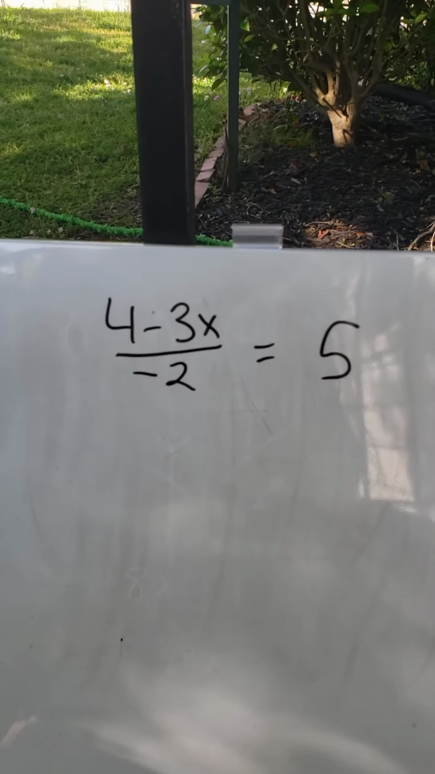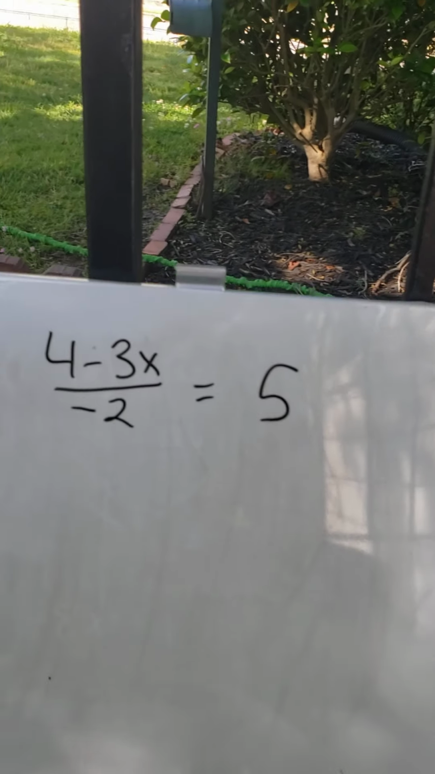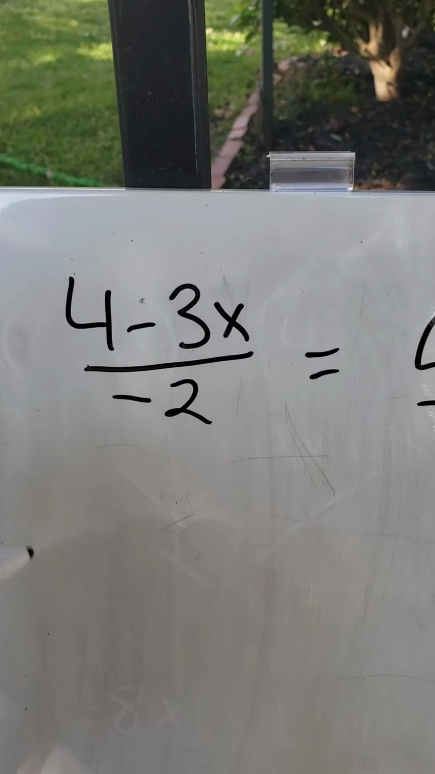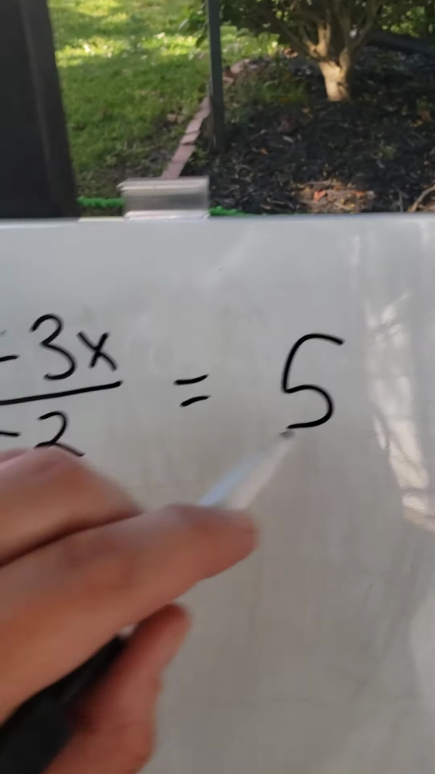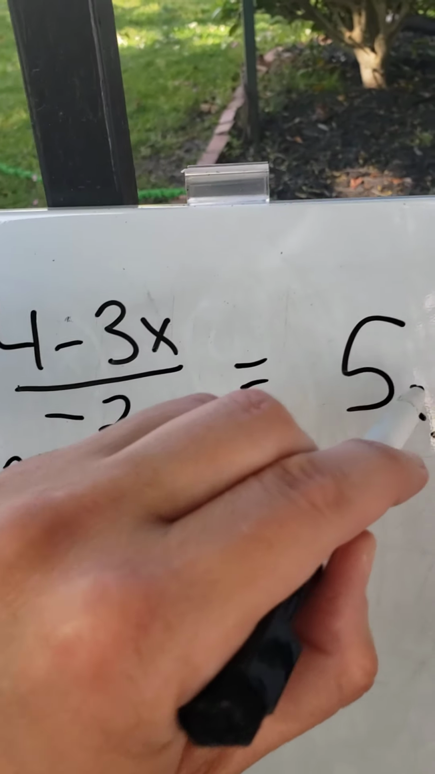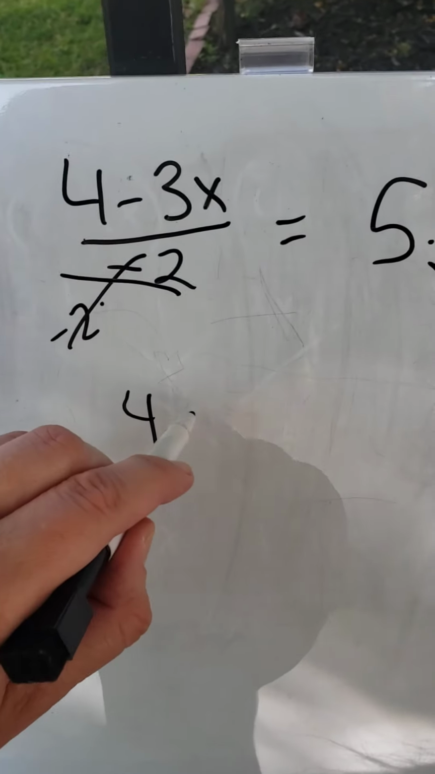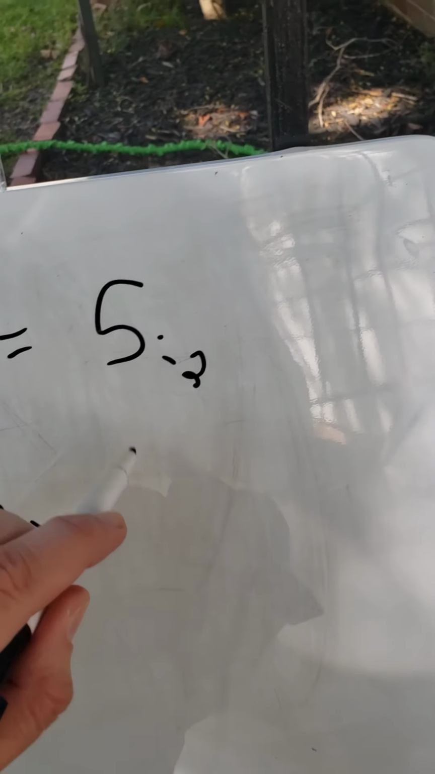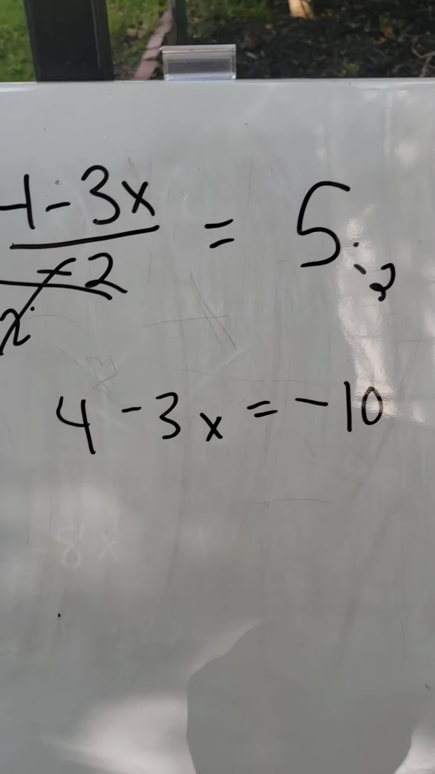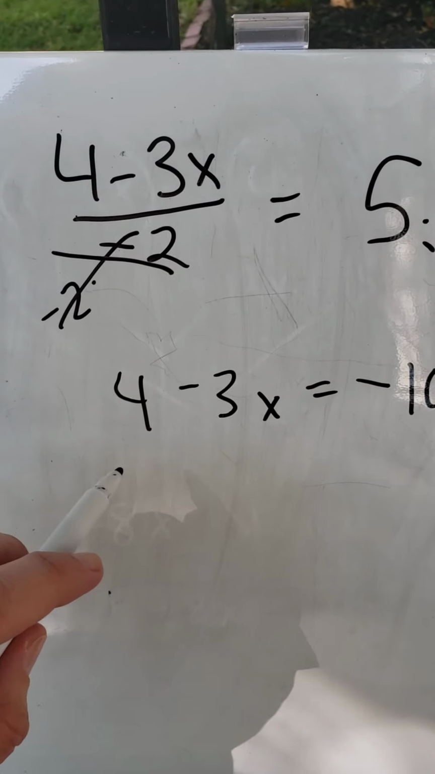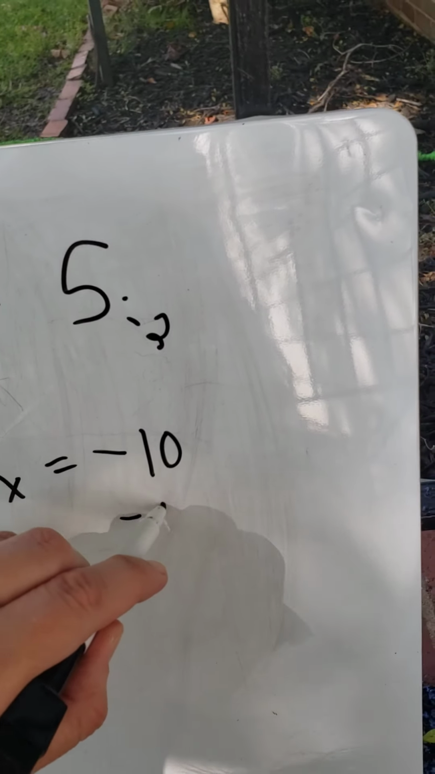Okay, number 5. 4 minus 3x over -2 equals 5. So we got to get rid of this -2. It's being divided. We're going to multiply by -2. Multiply here. Multiply here. So here it gets rid of it. We're left with 4 minus 3x equals -10. Okay, so now we have a 4 on this side. We're going to take it away here. We're going to take it away here.